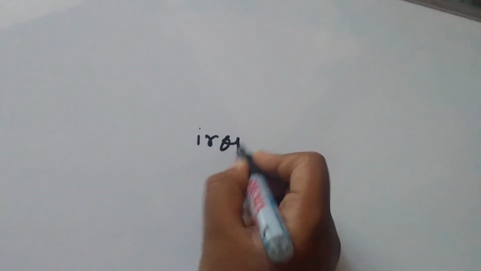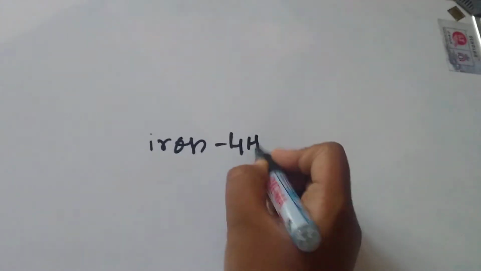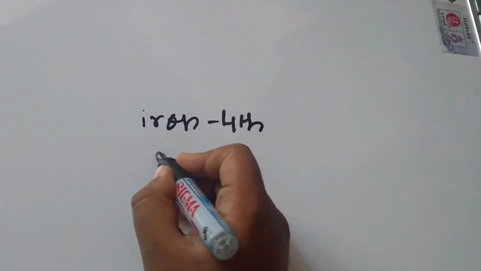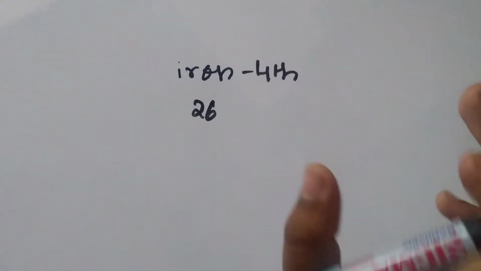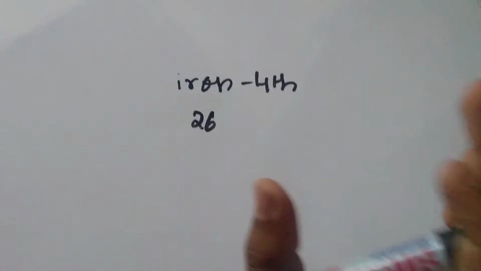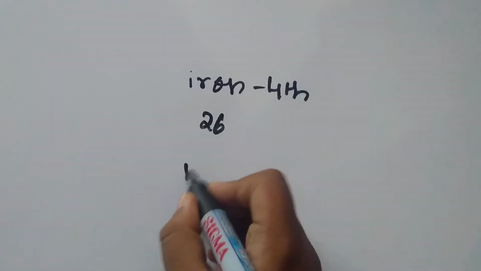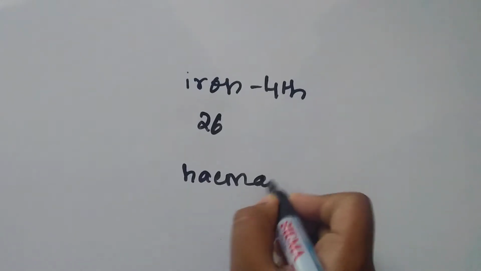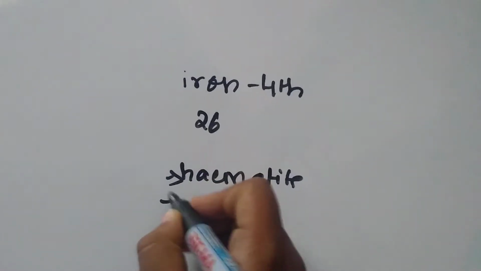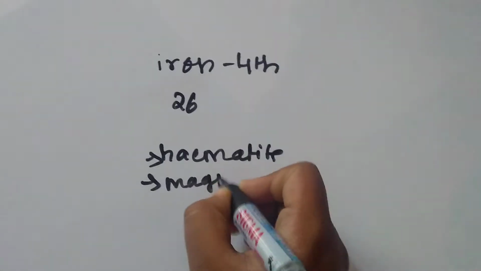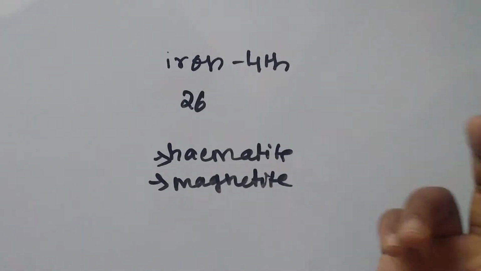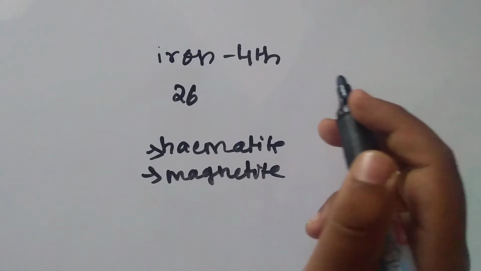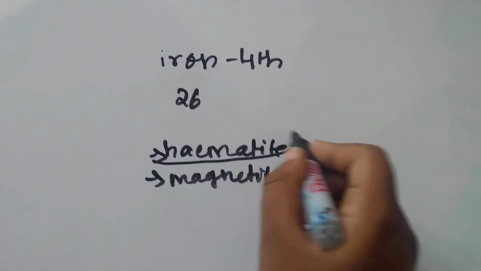You may or may not know that iron is the fourth most abundant element in the world. Its atomic number is 26. There are two types of iron ores from which iron can be extracted. They are hematite and magnetite. In the extraction of iron, hematite ore is used.